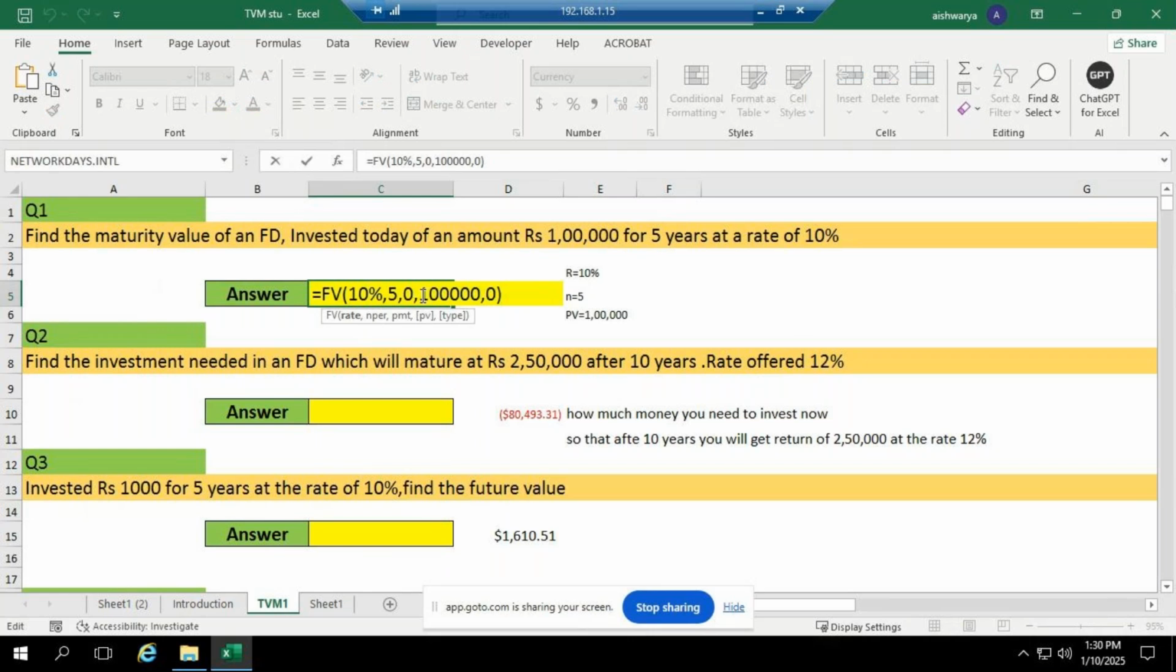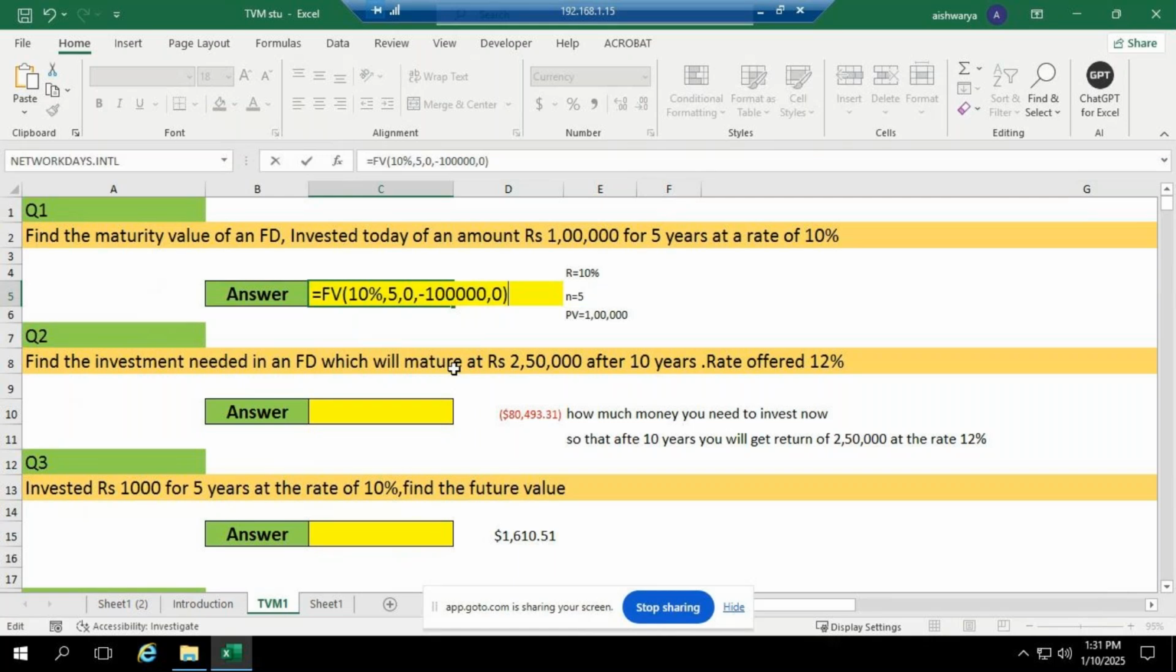Here you just double click or press F2 to edit the cell. F2 is the shortcut key to edit the cell. Then you put minus 1 lakh. Why do we have to put minus 1 lakh? Because anything we are investing, anything we are paying, we have to mention with a minus sign.